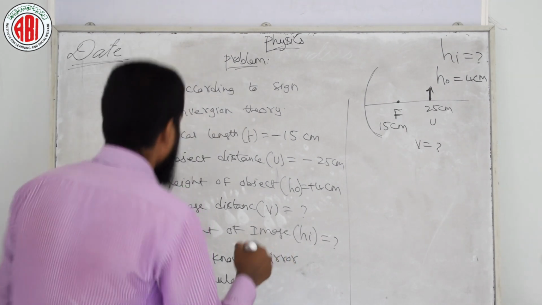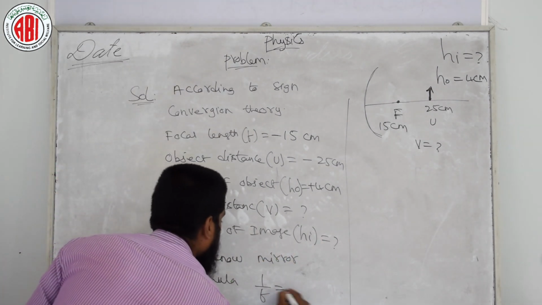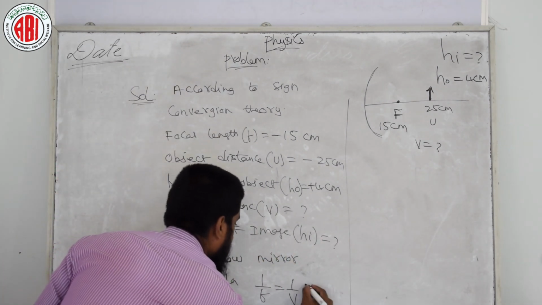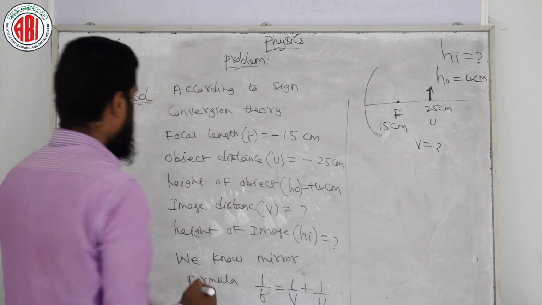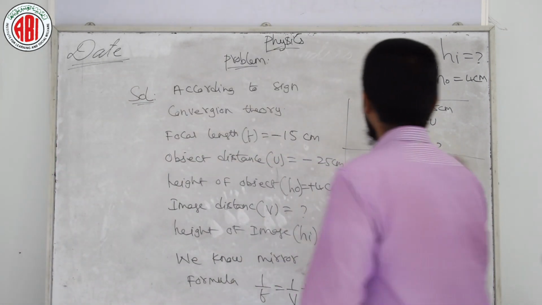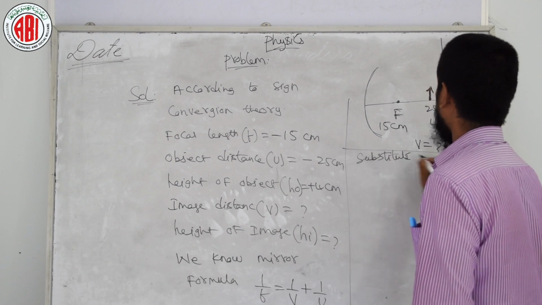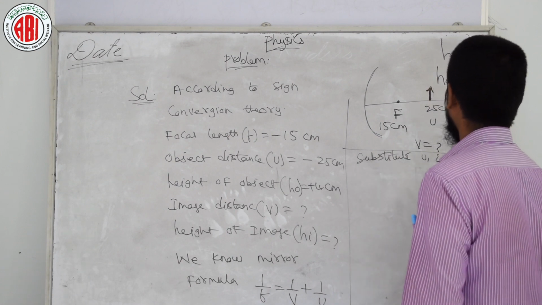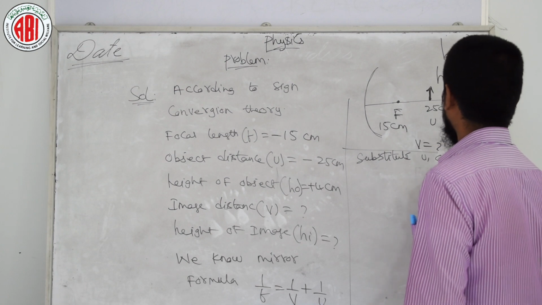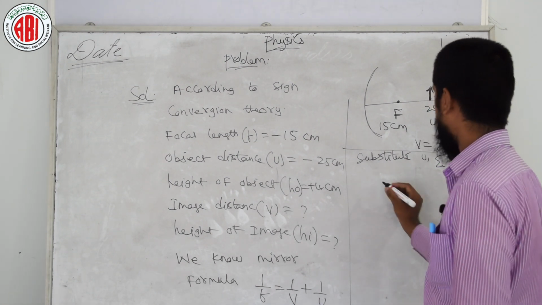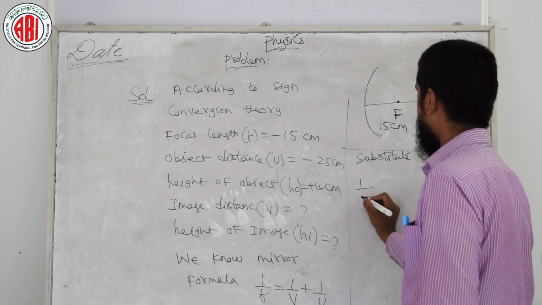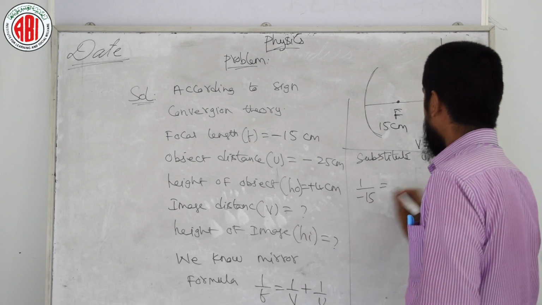Very good student. The mirror formula is nothing but 1 by f is equal to 1 by v plus 1 by u. We just need to substitute the values of u and f in the mirror formula. So 1 by f, what is f? Minus 15, you can see, equals 1 by v.